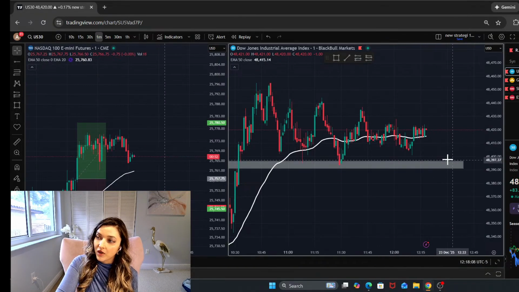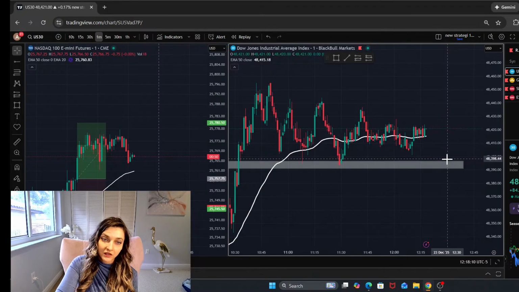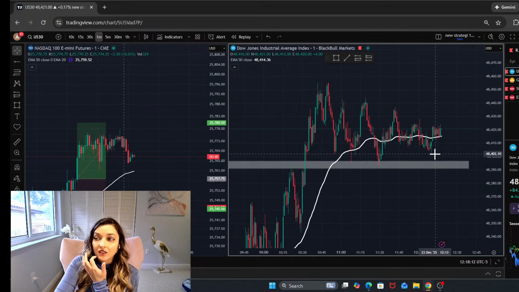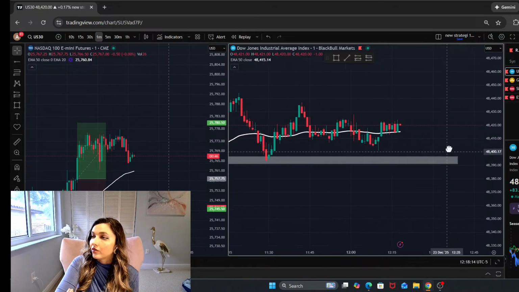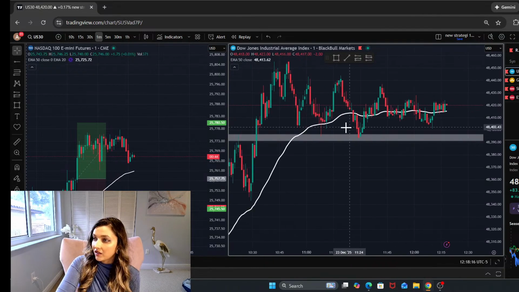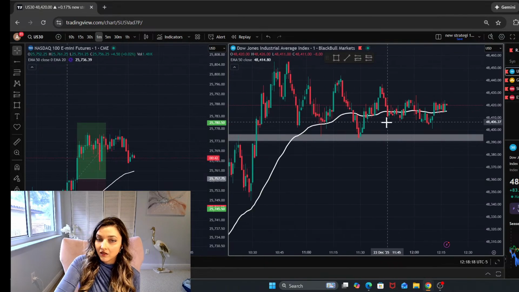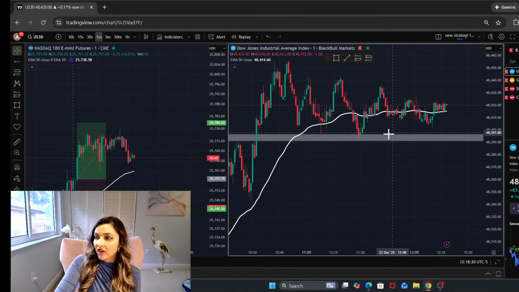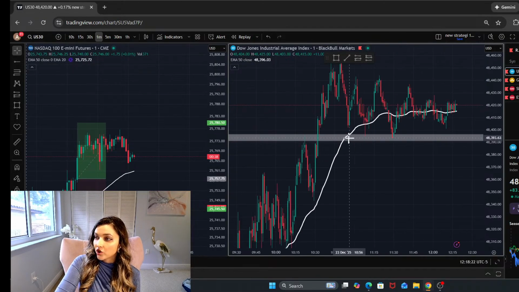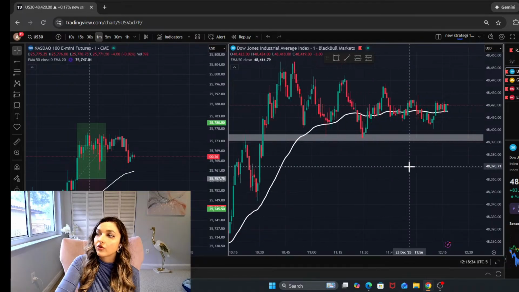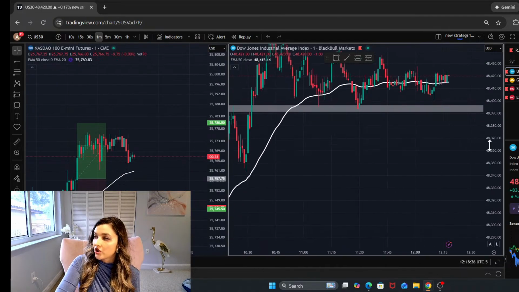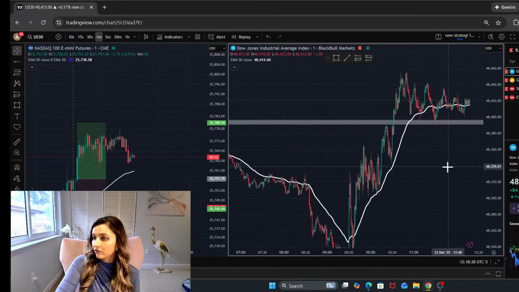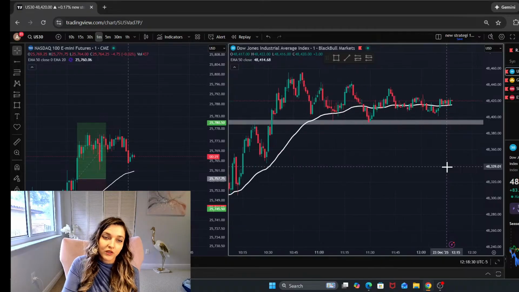consolidating around the EMA, so the EMA for me is not acting as a support or resistance right now. It's just acting as nothing, as a confirmation. So for me to enter a short here, I need to break this area and retest it, which I don't think is gonna happen soon, and I don't want to wait anymore.